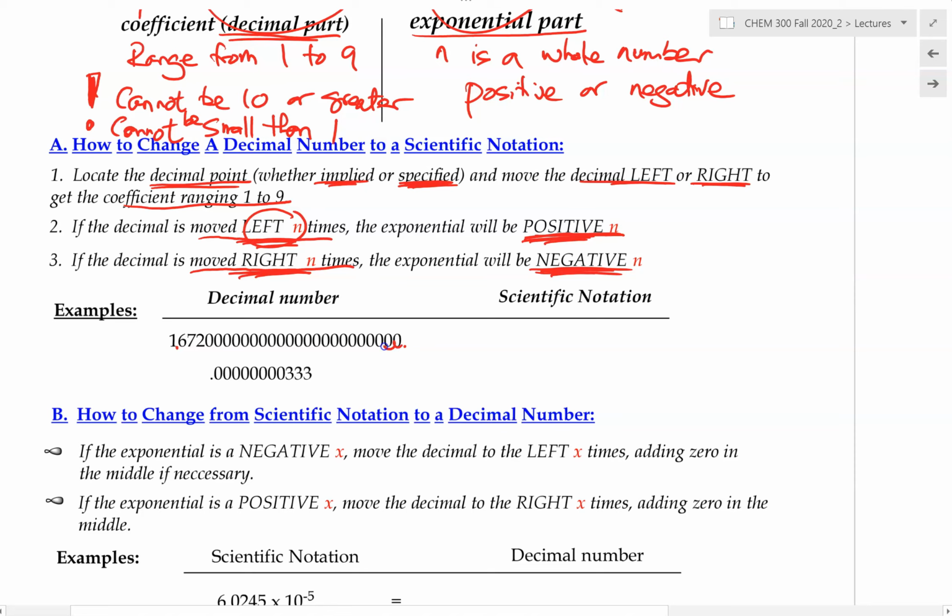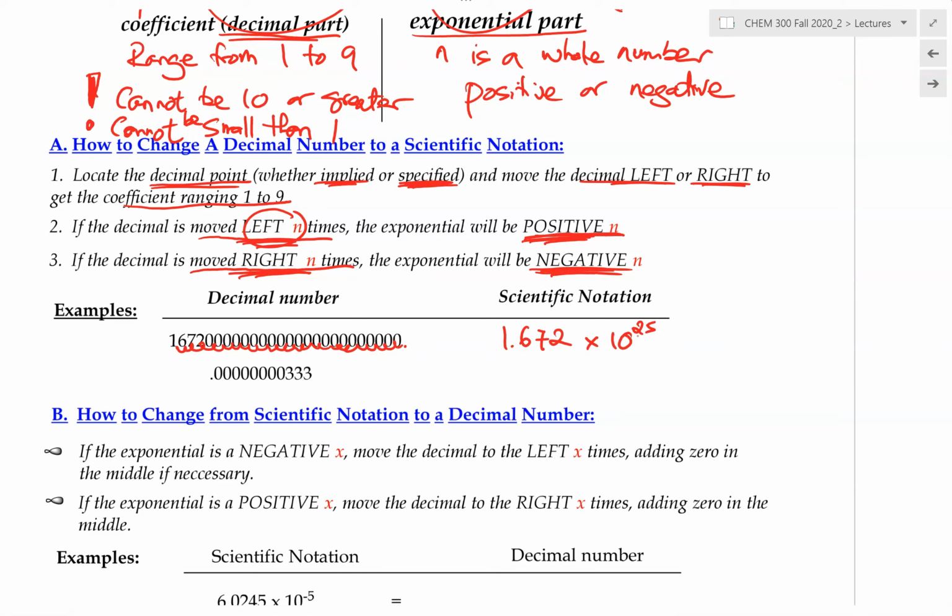So let's count. 1, 2, 3, 4, 5, 6, 7, 8, 9, 10, 11, 12, 13, 14, 15, 16, 17, 18, 19, 20, 21, 22, 23, 24, 25. So we have to move the decimal point to the left 25 times. And once we have done that, we have 1.672, followed by the multiplication sign, and now 10 to the 25th. So that's how we will be able to convert this into scientific notation.